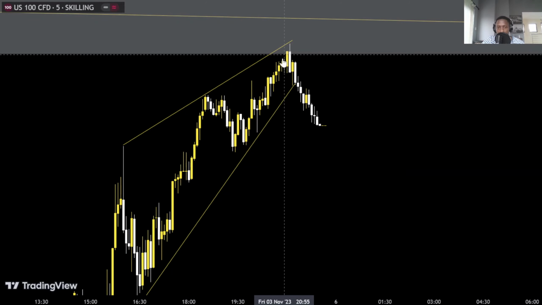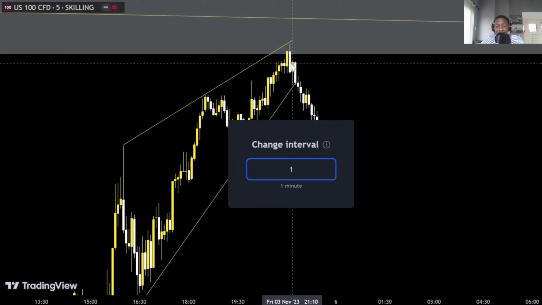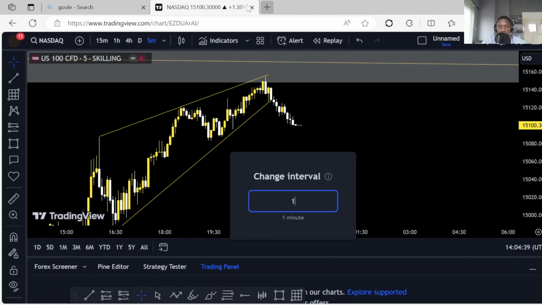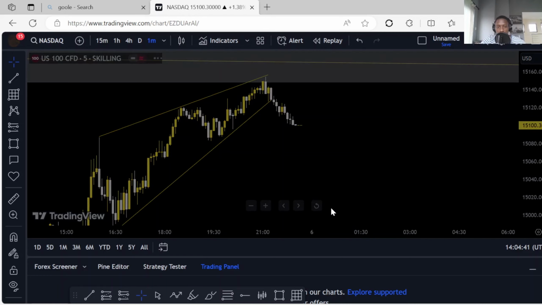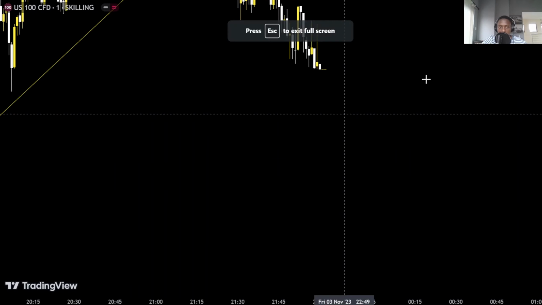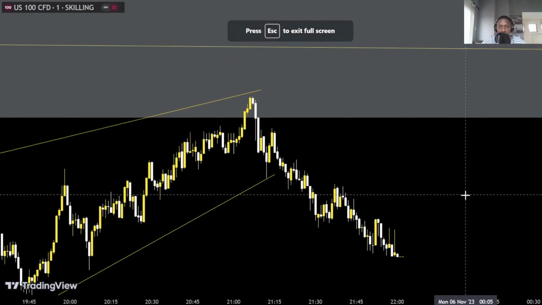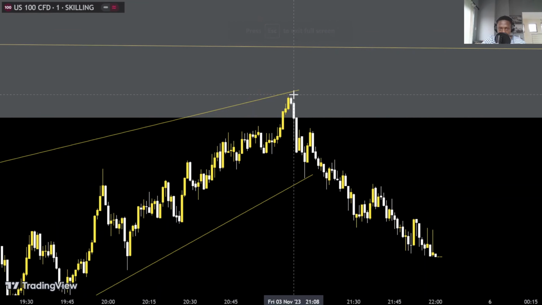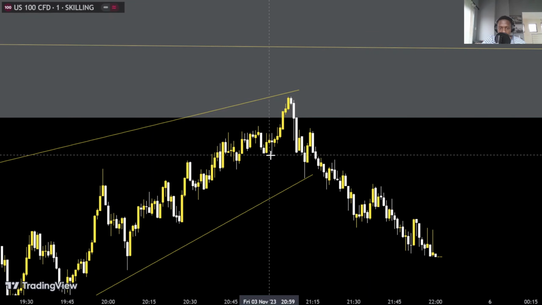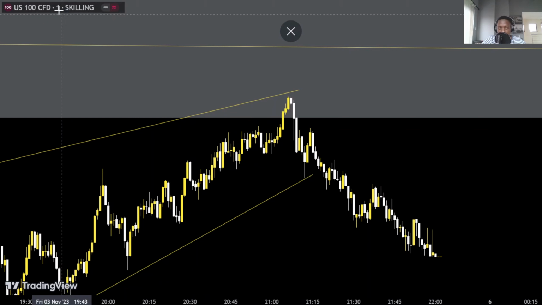Obviously it happened on the lower time frame. Tapping into the 1 minute is something I don't like doing, but it's something I can do, right? So look, price did come over to this point, melted. This is where the initial change of character happened. This is happening on the 1 minute time frame.